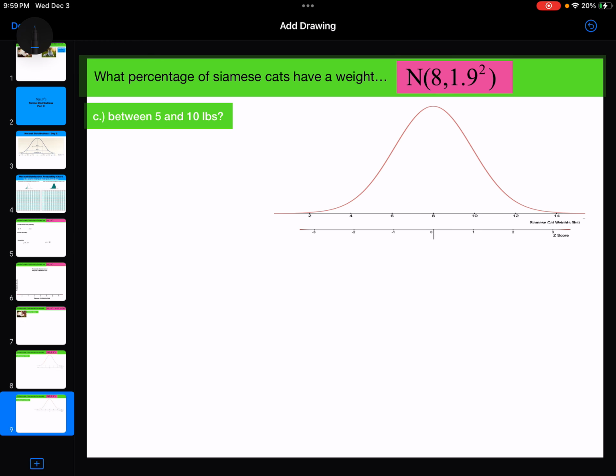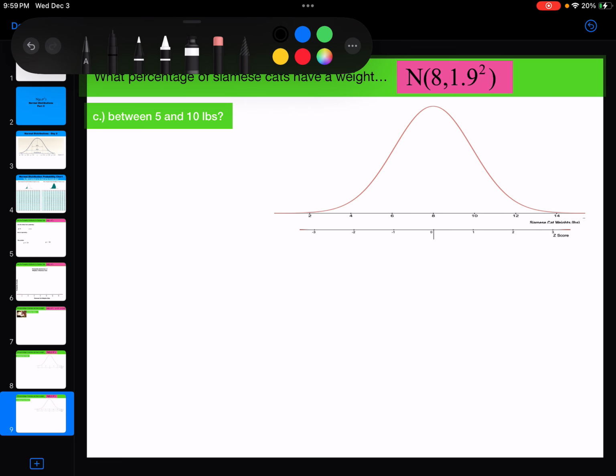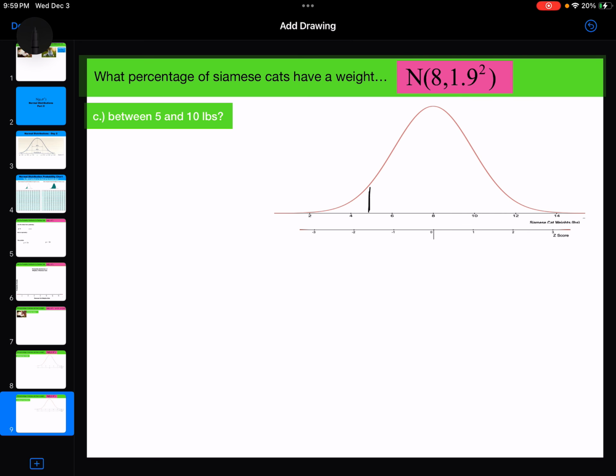Okay, so this one says between 5 and 10. Again, I've given you another sketch so we can sketch in these key values. So 5 pounds would be right here, and 10 pounds would be right there. And so we want to find this area. All right, so first thing I'm going to do before I even write my probability statement, I'm going to convert both of these x's to z's.